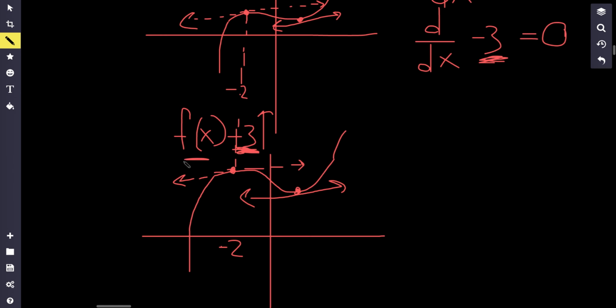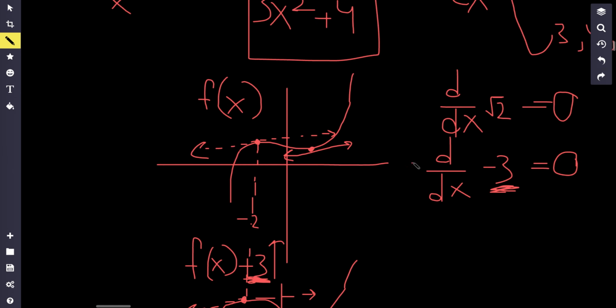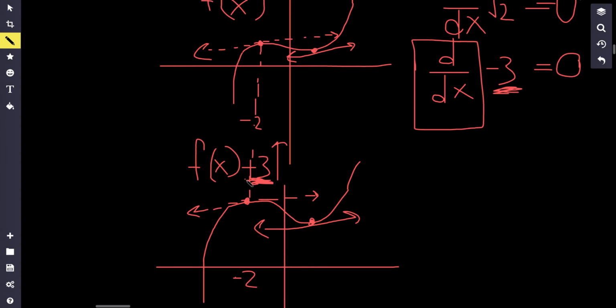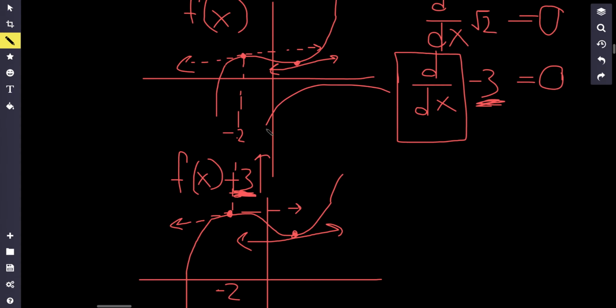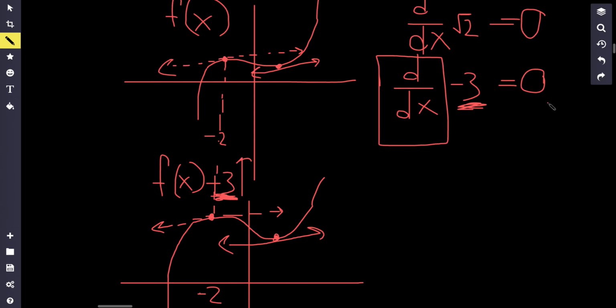But the slope itself, which is the derivative, right? The derivative represents the slope at a certain point. So this plus 3 right over here doesn't do anything to the slope, so its derivative is just going to be equal to 0, right? It's not going to have any effect on the slope. It's going to have 0 effect on the slope.